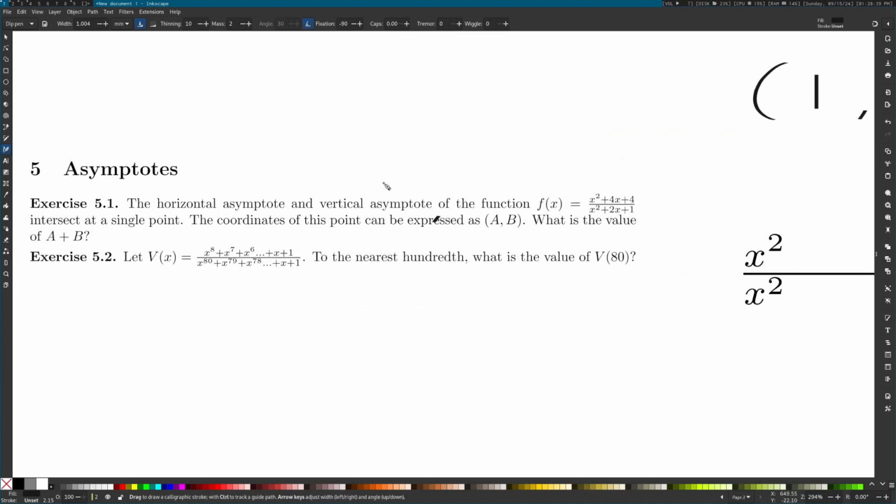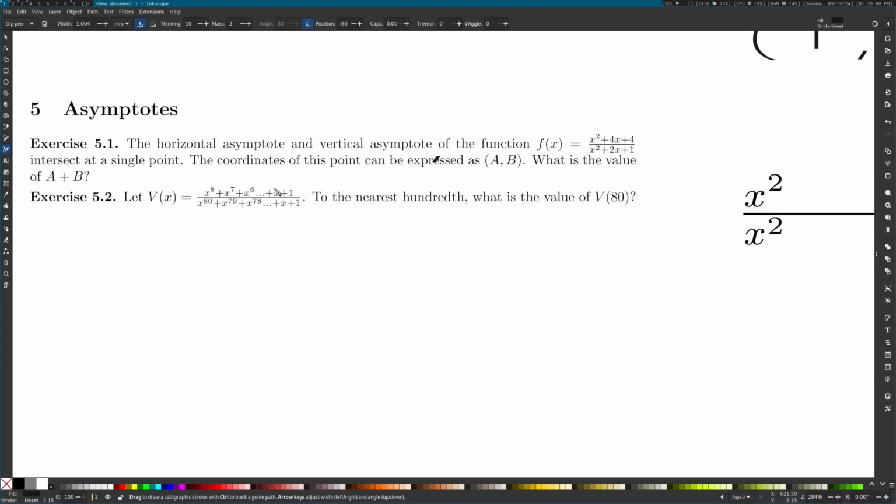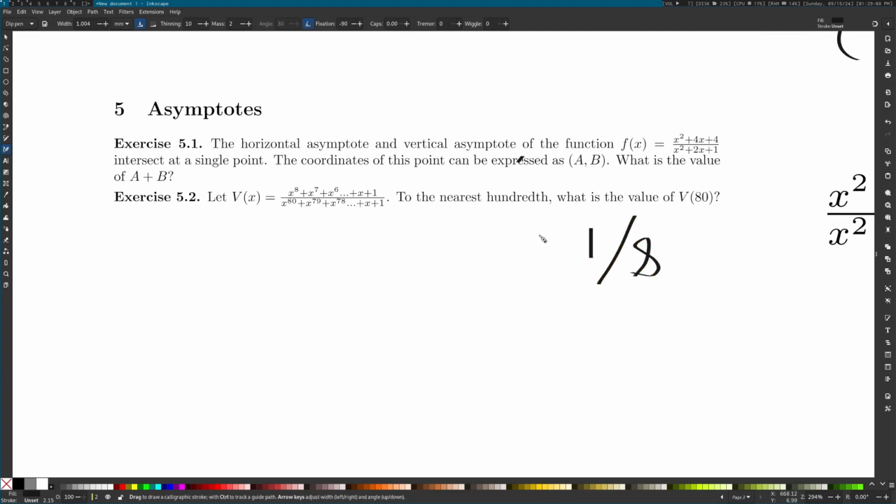Now for the next one. Let v of x equal this rational function. To the nearest hundredth, what is the value of v of 80? Any guesses for this one? No guesses, okay. I guess it does look scary. 1/10 maybe, or not 1/10, 1/8. 1/8 is pretty close. We're going to see what happens.